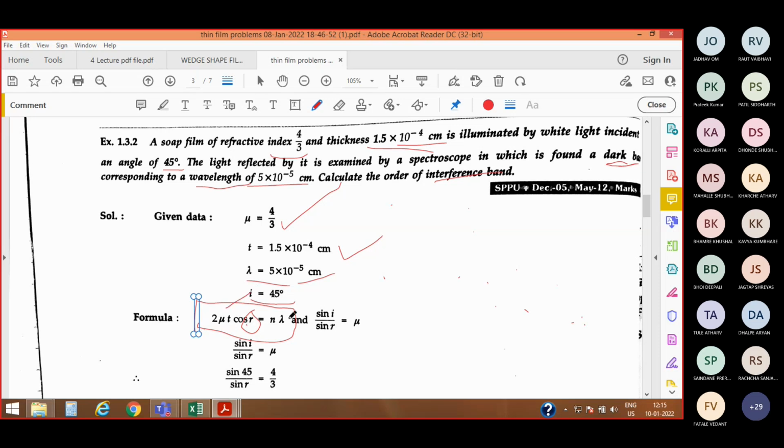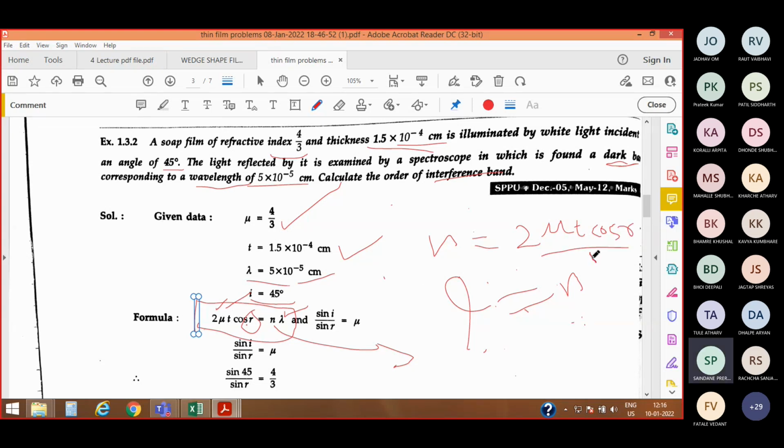t दिया है आपको, lambda दिया है, म्यू भी दिया है, सिर्फ आपको n नहीं दिया है. n आपको फाइंड आउट करना है. फाइंड द वैल्यू ऑफ n हियर. तो कैसे? तो इक्वेशन क्या आएगा ये? n इज इक्वल टू 2 mu t cos r divided by lambda. Sin r equals to 0.37.